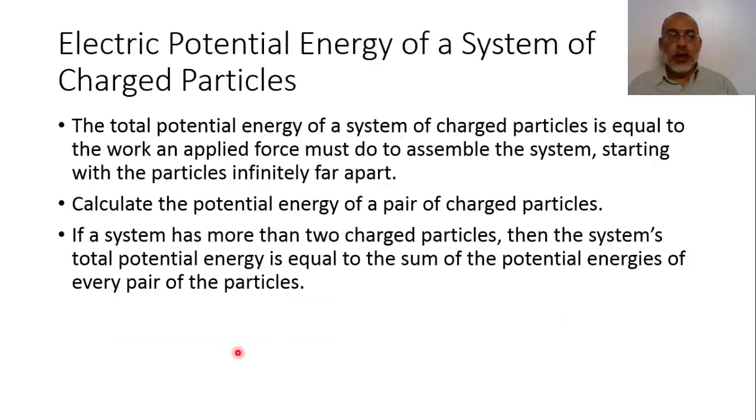Okay? From this we can conclude that the total potential energy of a system of charged particles is equal to the work applied by an external force to assemble the system, starting with the particles from infinity, far away. Calculate the potential energy of a pair of charged particles. If a system has more than 2 charged particles, then the system's total potential energy is the sum of the potential energy of every pair of these particles. Alright?